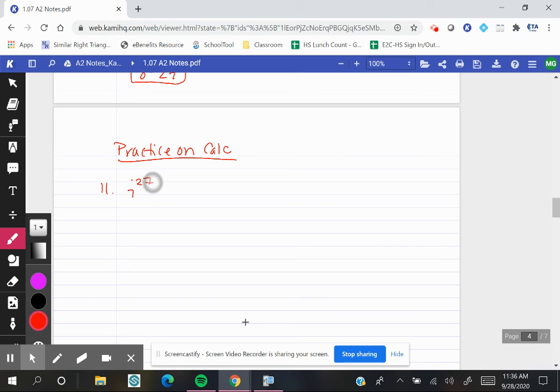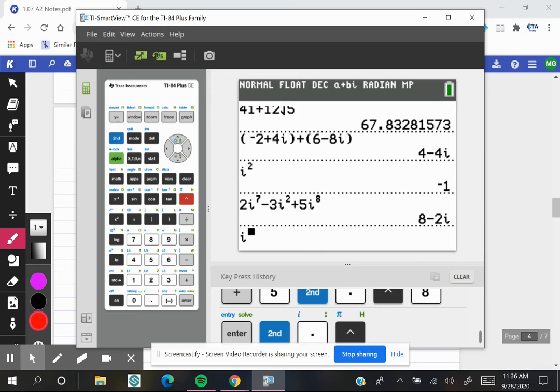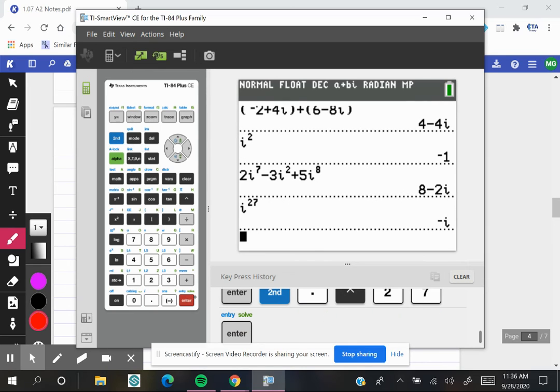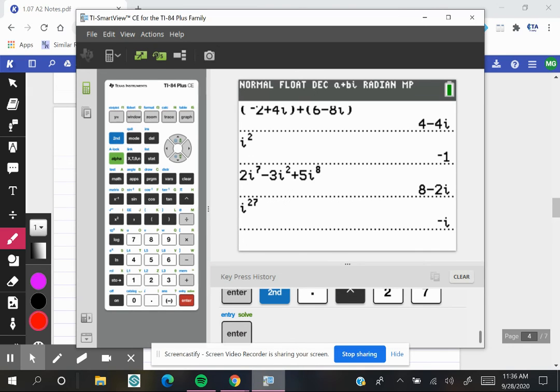So the first one, let's type in i to the 27th. Just go to your calculator and type in i raised to the 27th power and hit enter. Oh, and this one did work for me. So you would just get negative i. Some of you, if you have an older operating system, maybe didn't get a negative i, because my other calculator hadn't. But I think this one is the newest one.